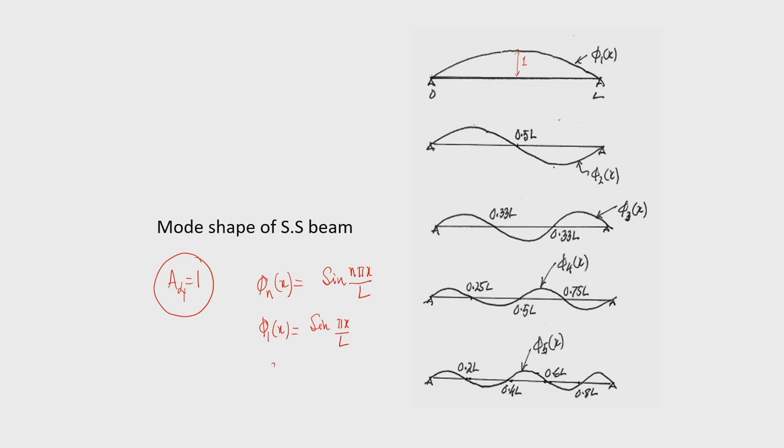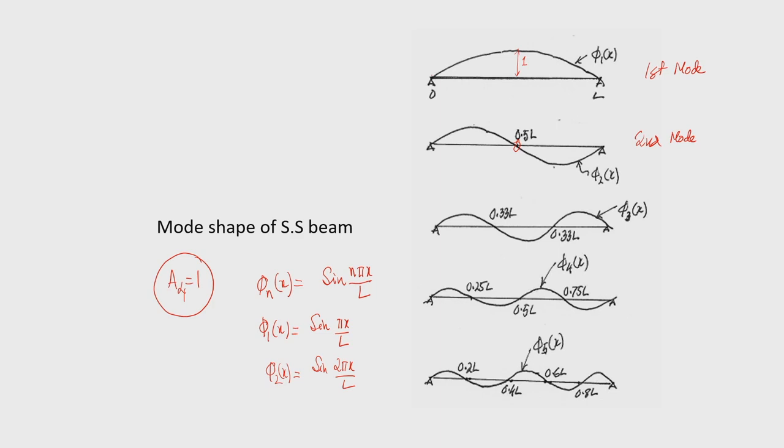Now similarly, this phi 2 x is sin 2 pi x by L. Again the boundary conditions are satisfied at x is equal to 0 and x is equal to L for 0 deflection, and you can see that when x is equal to L by 2, again sin pi is coming, so it is 0. So here one node is there besides the support points, which are also nodes. So you are getting one node in the second mode, at the middle. This is the second mode, and this is the first mode. So one node is appearing at the middle point of the beam in the second mode.